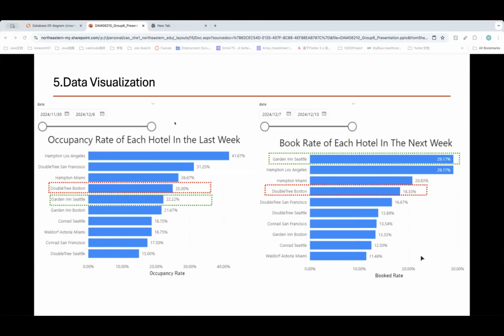For the visualization, we draw a bar chart to visualize the booking rates of each hotel in the last week and next week. We can adjust the bar on the top to view the occupancy rate of a specific date range. We can compare last week's occupancy rate with the current week. Take the DoubleTree Boston as an example. Its occupancy rate last week is 25%, while this week is 80%. We can tell which hotel is doing better than last week and which hotel still has some gap to fill. Next, please.